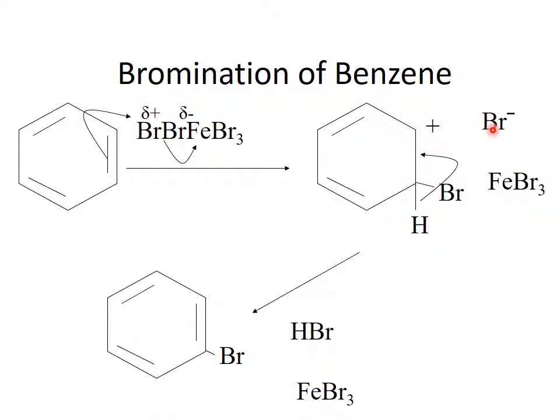Some mechanisms draw this with the bromide still attached to the iron, which is fine. There is a complex that can form that way. And when you have this come off, this carbocation over here is stabilized by resonance, positive charge being able to move into 2 other places on the ring. And then quickly, aromaticity is restored by the proton leaving, and it's picked up actually as from the bromide to make hydrobromic acid.